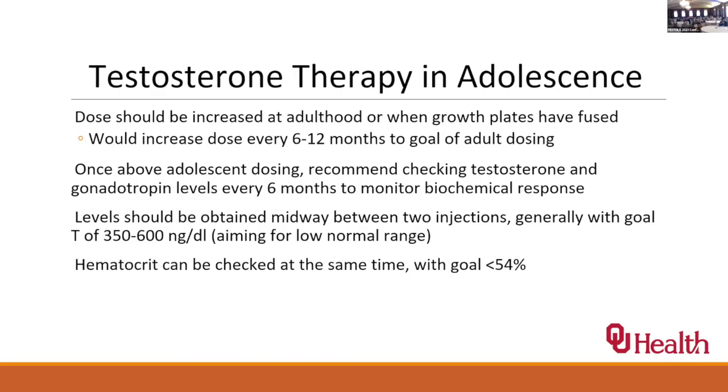So in adolescents, we normally would increase at adulthood, so 18, or when growth plates have fused. And we would probably, once we get to that adult dose, start to increase about every 6 to 12 months. Once we really are moving to adulthood, we want to check every 6 months as well. And the goal is to really keep the levels within 350 to 600 nanograms per deciliter, aiming for a normal to low normal range at least. And then hematocrit can also be checked at the same time.